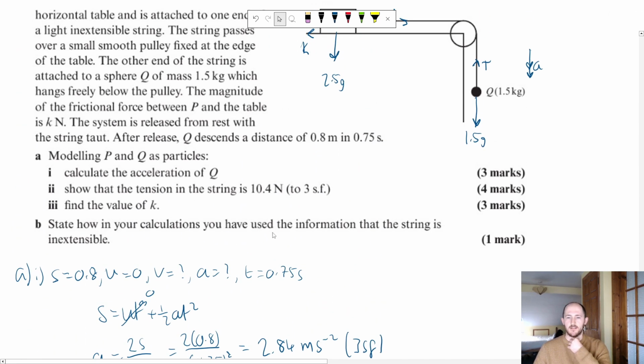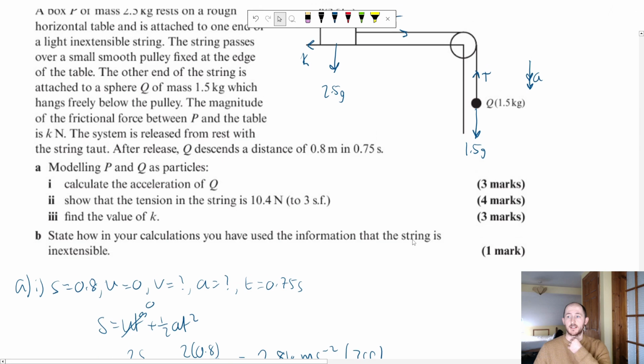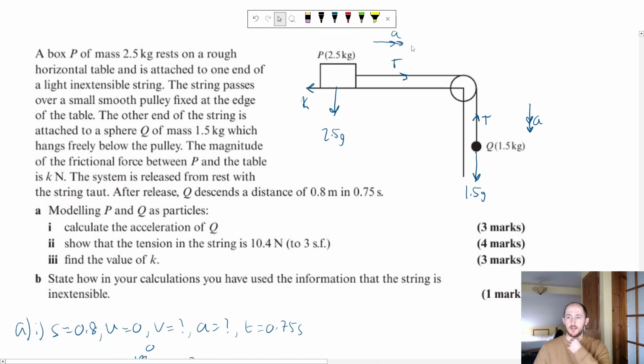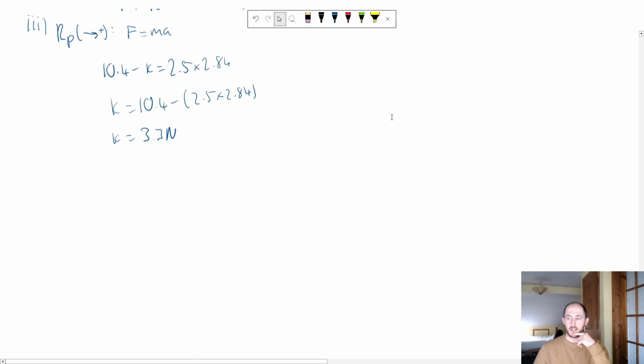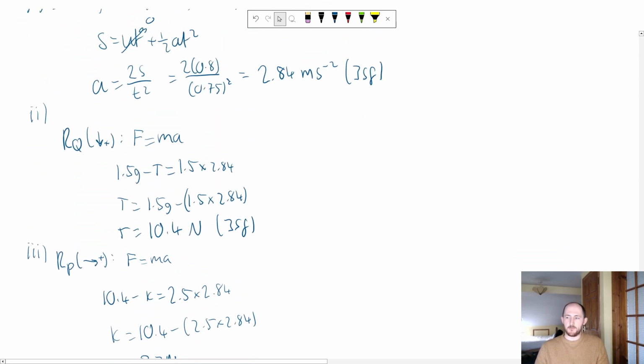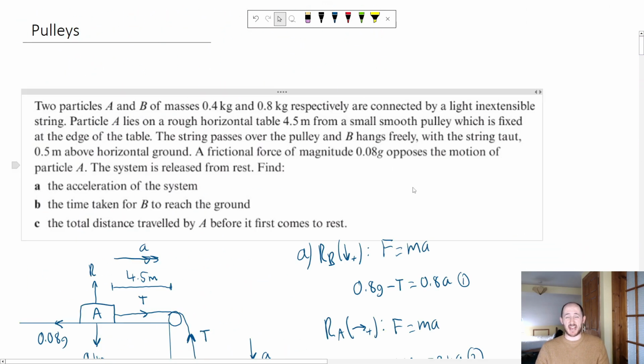Part B, how have you used the information that the string is inextensible? Simple. Both particles accelerate at the same rate. That's it. And that's it for pulleys. My goodness, and that's it for AS mechanics and stats. We're done. So it's not that long, which is really good.